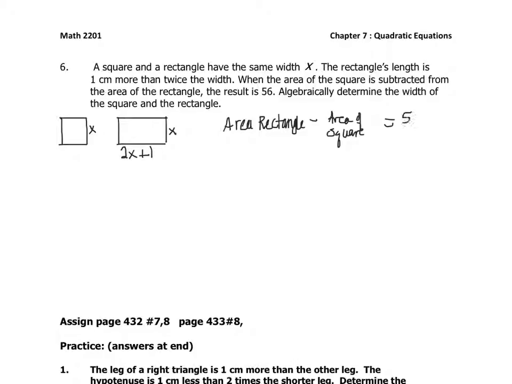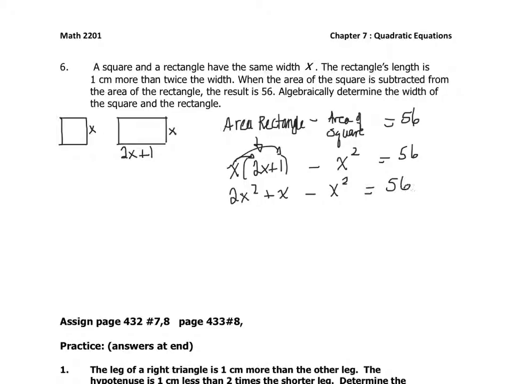So all we have to do is find an expression to represent the area of the rectangle, which would be x times 2x plus 1, your length times your width. And the area of the square would just be x times itself, or x squared, equals 56. So then you can simplify this equation and get x times 2x is going to be 2x squared, x times 1 is going to be x. I'm just distributing that x. Minus x squared equals 56.